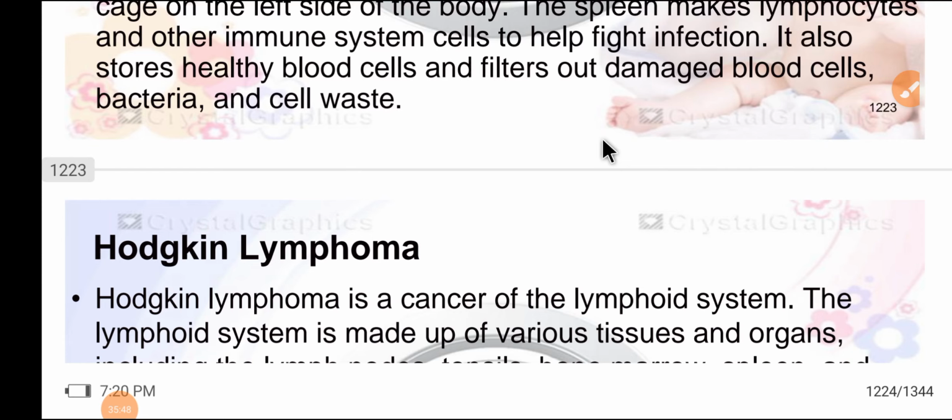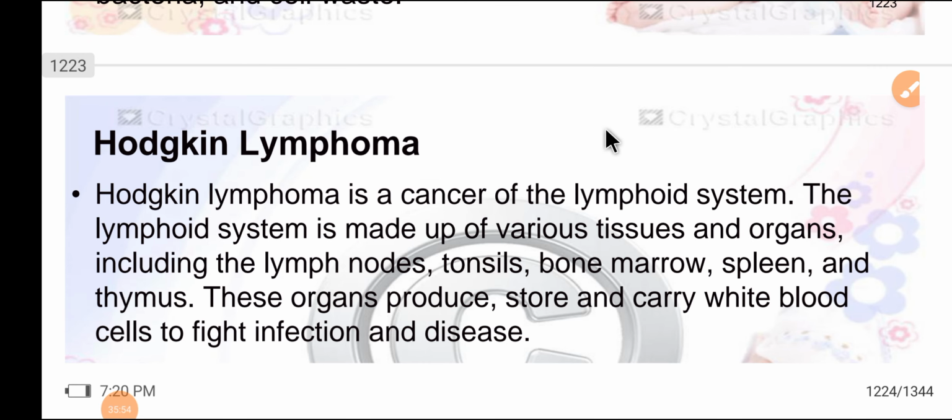Hodgkin lymphoma is a cancer of the lymphoid system. The lymphoid system is made up of various tissues and organs, including the lymph nodes, tonsils, bone marrow, spleen, and thymus. These organs produce, store, and carry white blood cells to fight infection and disease.